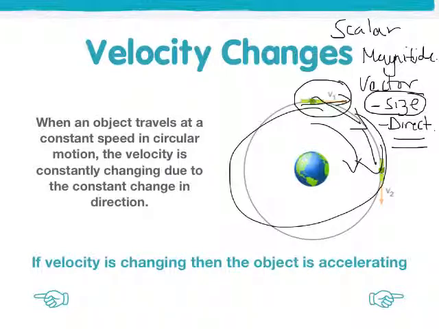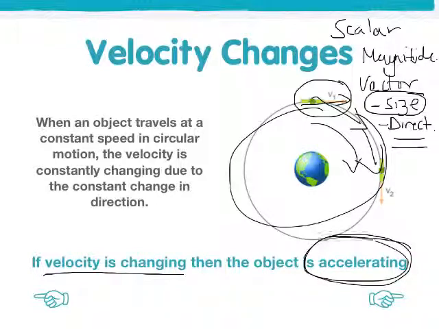Because its direction is changing, then we can say that the object is accelerating. Usually in kinematics, this acceleration is due to the size changing, but in this case, particular to circular motion only, it's not the size that's changing, it's the direction.